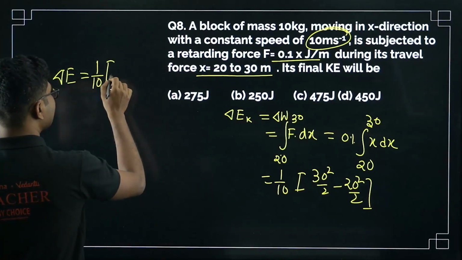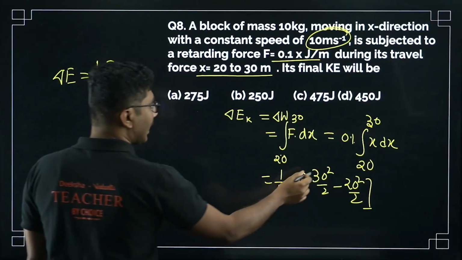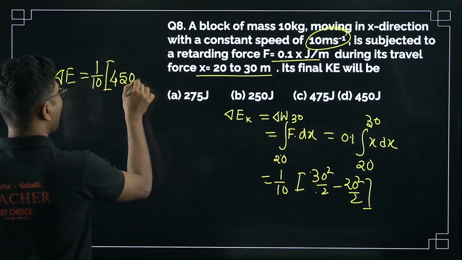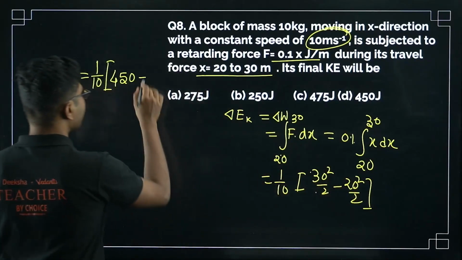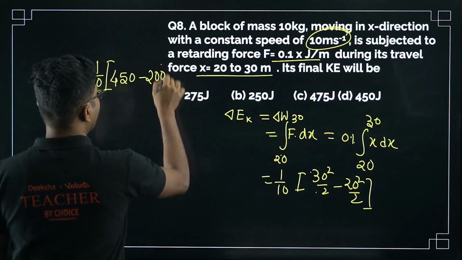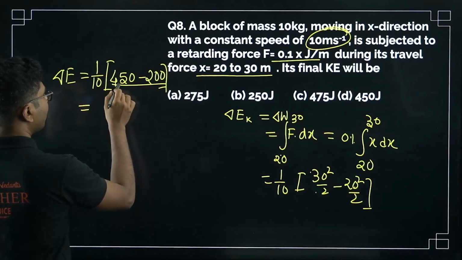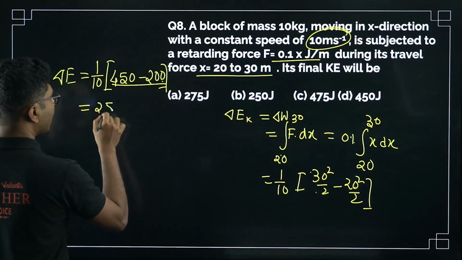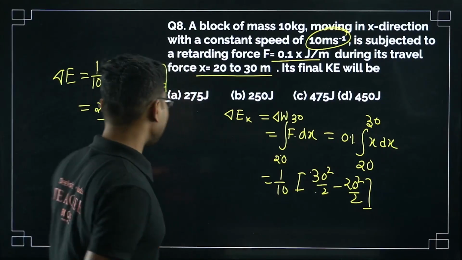30 square is 900, 900 by 2 is 450, minus this is 400 divided by 2 is 200. So it will be 450 minus 200, that is 250, divided by 10, that is 25 joules. 25 joules is the change in the kinetic energy.